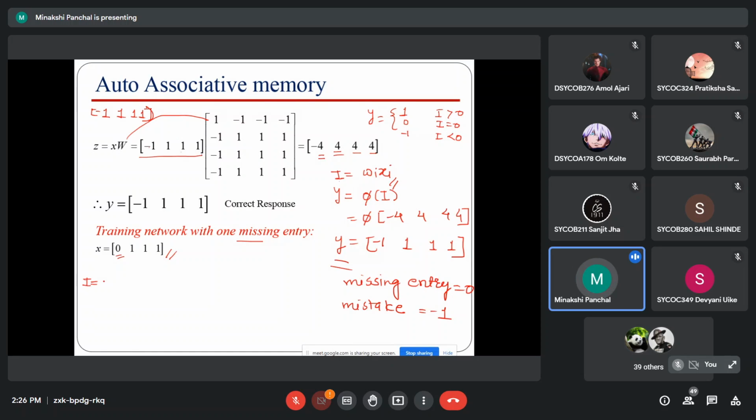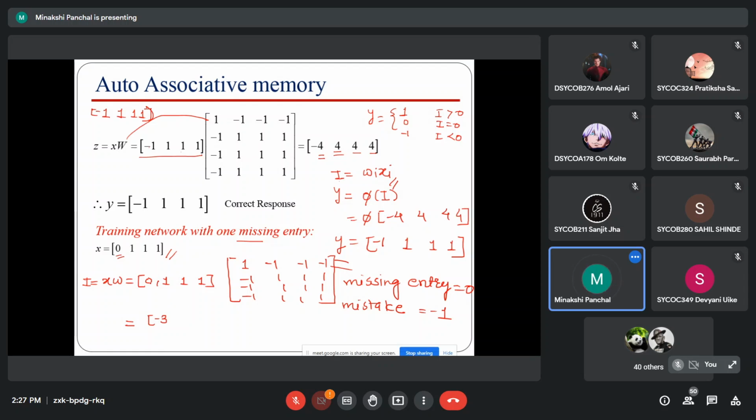Find I equals x into w. So what is x now? x equals 0, 1, 1, 1. What is the matrix? It equals 1, -1, -1, -1; -1, 1, 1, 1; -1, 1, 1, 1; and -1, 1, 1, 1. Now let us find the product. First row, first column: 0 into 1 is 0, 1 into -1, 1 into -1, 1 into -1. So it gives me -3.